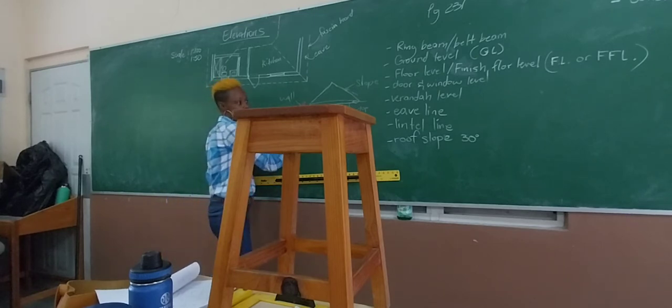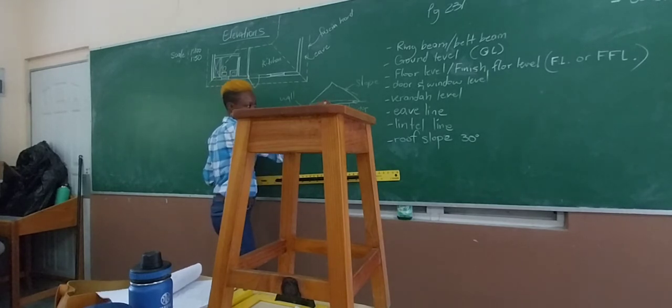Now that beam, that distance from floor level to the top here will be the distance when we measure from this point, from the floor level, right up to the top here. So right at the top here, at the top area, this portion will be the ring beam.